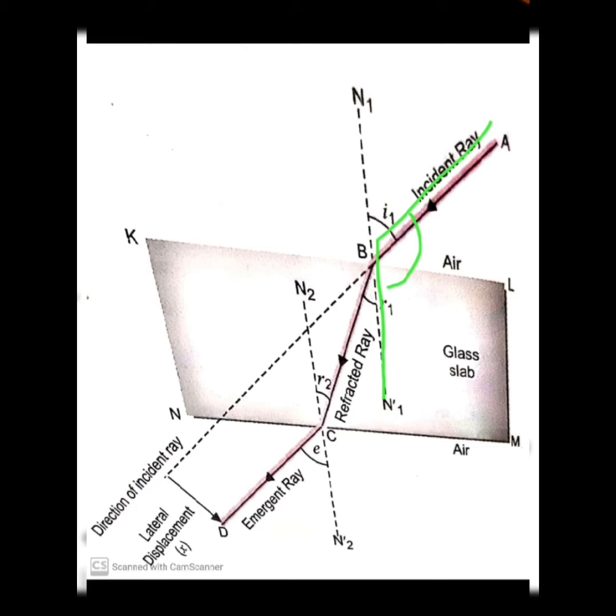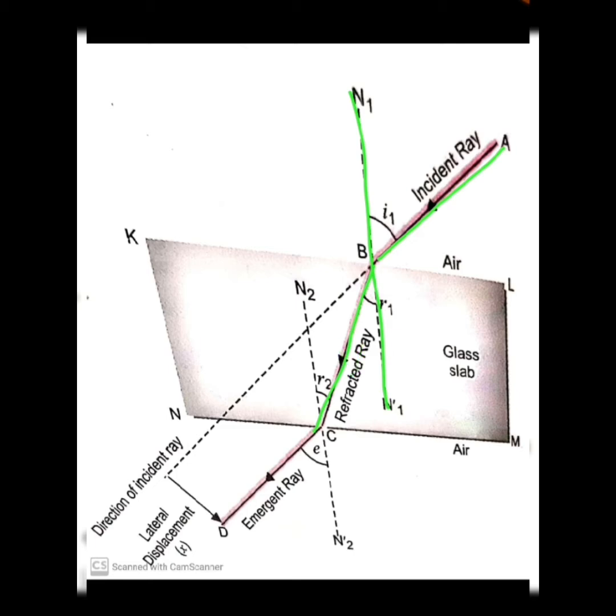As the ray is going from the rarer medium, that is air, into the denser medium, that is glass, it bends towards the normal. And the normal is N1B, N1 dash. This has been discussed in the previous video, how any incident ray moving from rarer to denser bends towards the normal.